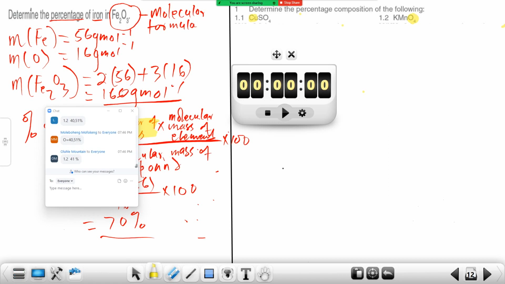Thank you very much, guys. I'm no longer accepting answers. Of the ones I received, most of you said copper should be 39.81%, and then oxygen should be 40.51. So I'm very happy with the answers you got. It basically says you worked through it.